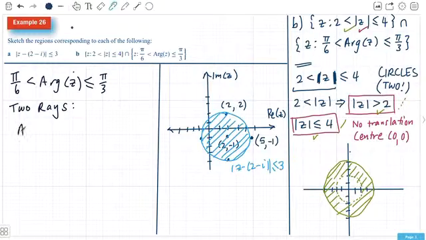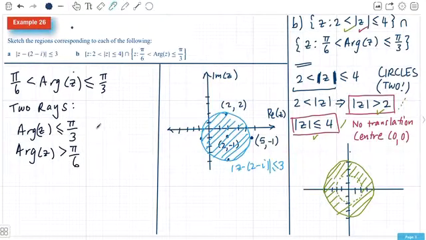So think of it as arg z is less than or equal to pi on 3. Okay, and then also this one here is arg z is greater than, because the greater than is pointing to arg z, pi on 6. Now I'm going to sketch that as well. I'm going to just sketch this.